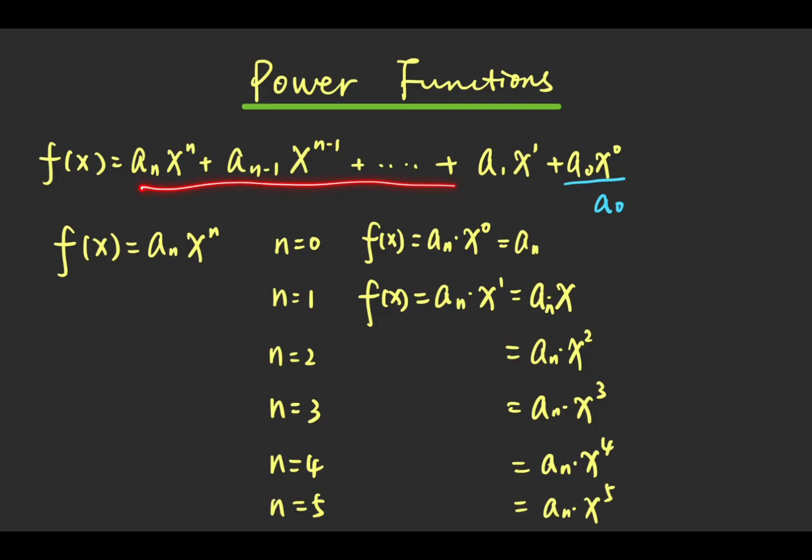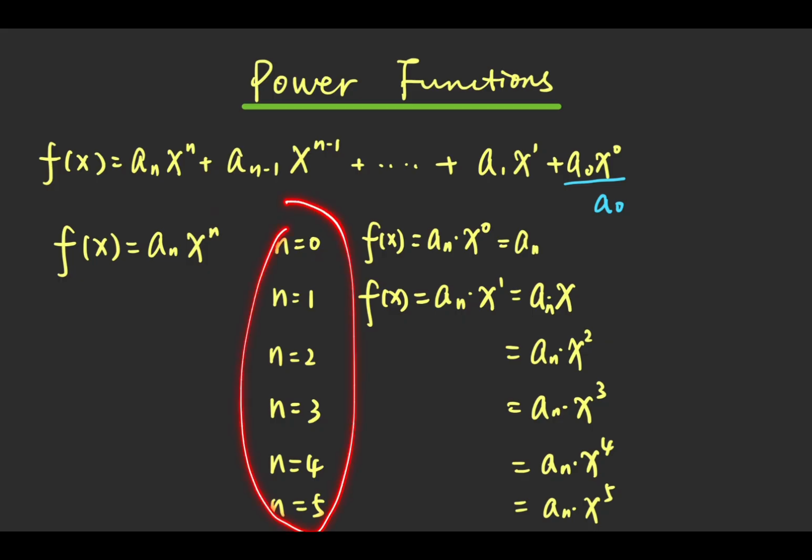In the polynomial function, we just take the term with the highest degree. So in the power function, we just have one term. Alright, one term. If n equals the corresponding non-negative integers, we can get the corresponding expressions for the power function.